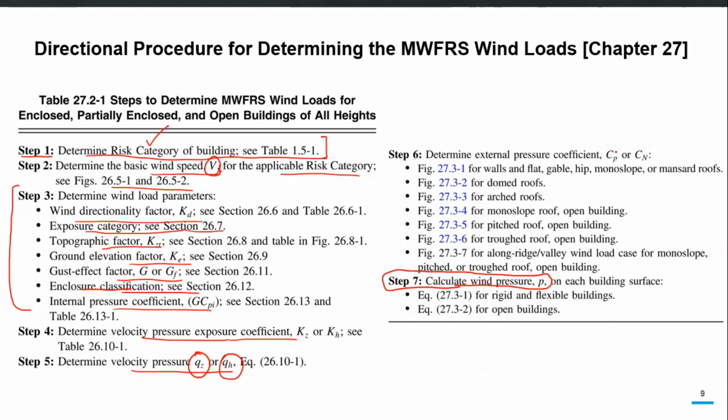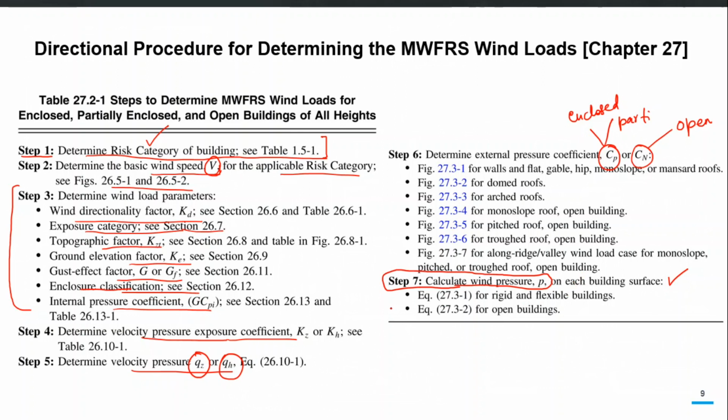Then external pressure coefficient CP or CN, depending upon whether your building is partially enclosed or enclosed. So this is for enclosed or partially enclosed, and then this CN is for open buildings. So for different cases there are different figures available to determine these coefficients, and then once you have all the input required to determine wind pressure P, in step 7 you can use that expression which I showed earlier to finally determine the wind pressure.